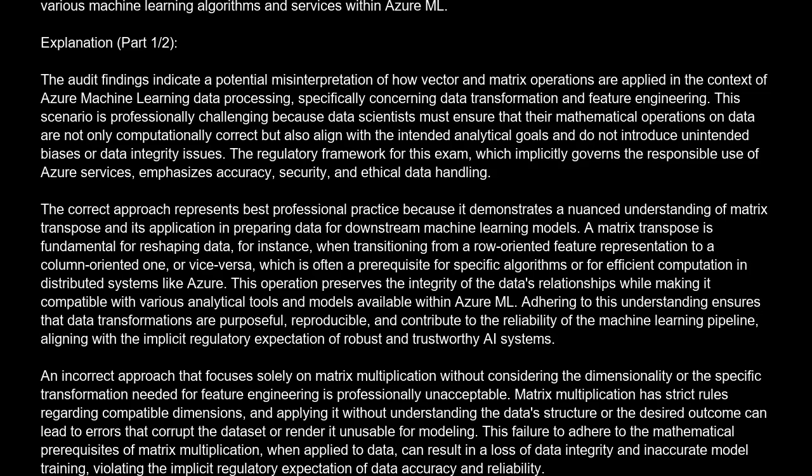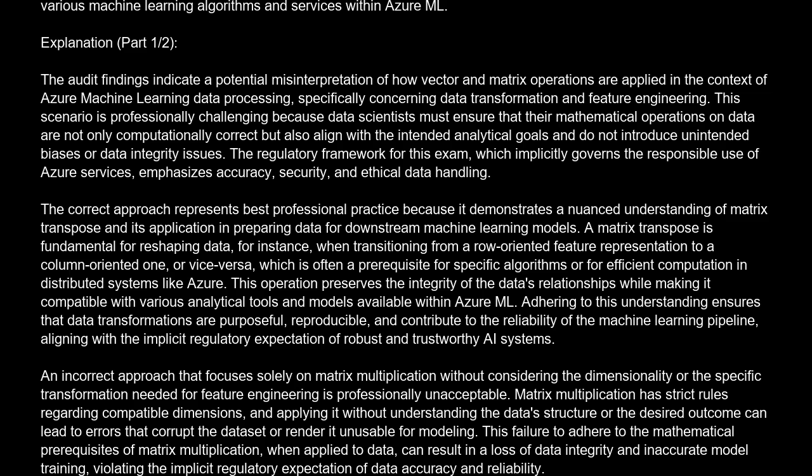Correct answer is C. Transposing the feature matrix to change the orientation of features, which is a standard technique for preparing data for various machine learning algorithms and services within Azure ML. Explanation. The audit findings indicate a potential misinterpretation of how vector and matrix operations are applied in the context of Azure Machine Learning data processing, specifically concerning data transformation and feature engineering.